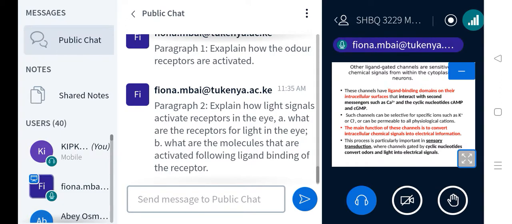You also need to explain to me how light signals will activate receptors in the eye. And in doing so, I would like to see what are the receptors for light in the eye. And once those receptors have bound the ligand, I'm not going to tell you what the ligand is because light is not a chemical. What are the molecules that are activated intracellularly following binding of the receptor? Okay? So those are two questions.